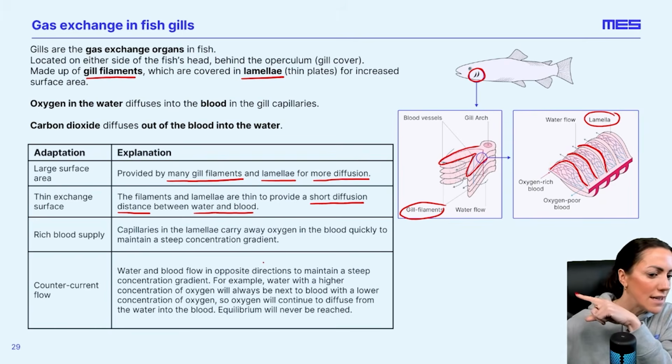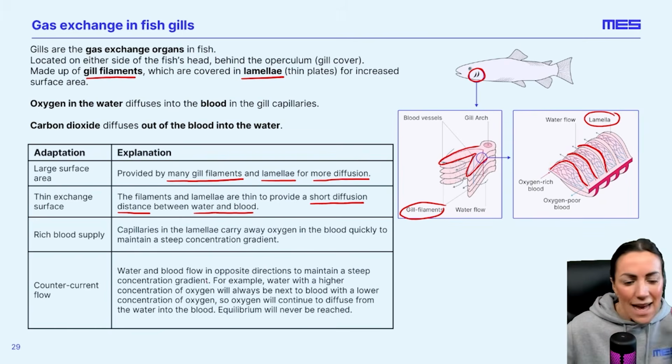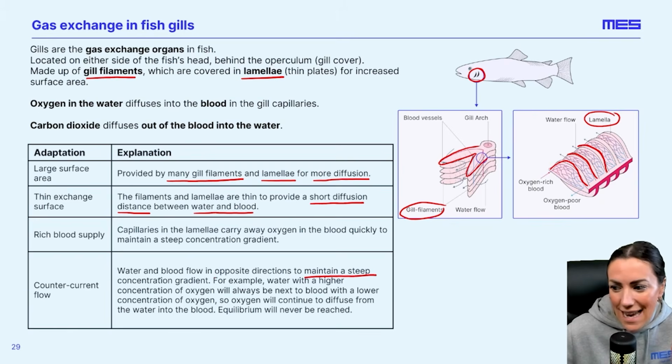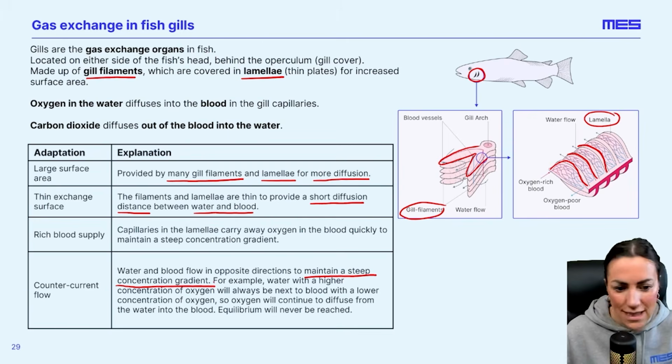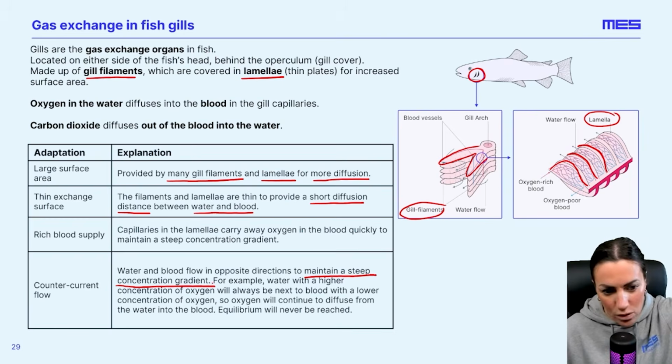The blood in the capillaries is flowing in the opposite direction to the water. Now, this is something that you'll cover more at A level, but for GCSE, it's worth remembering it maintains a steep concentration gradient. It will mean that the water will always have a higher concentration of oxygen than the blood it is next to. So diffusion will continue to take place from the water.